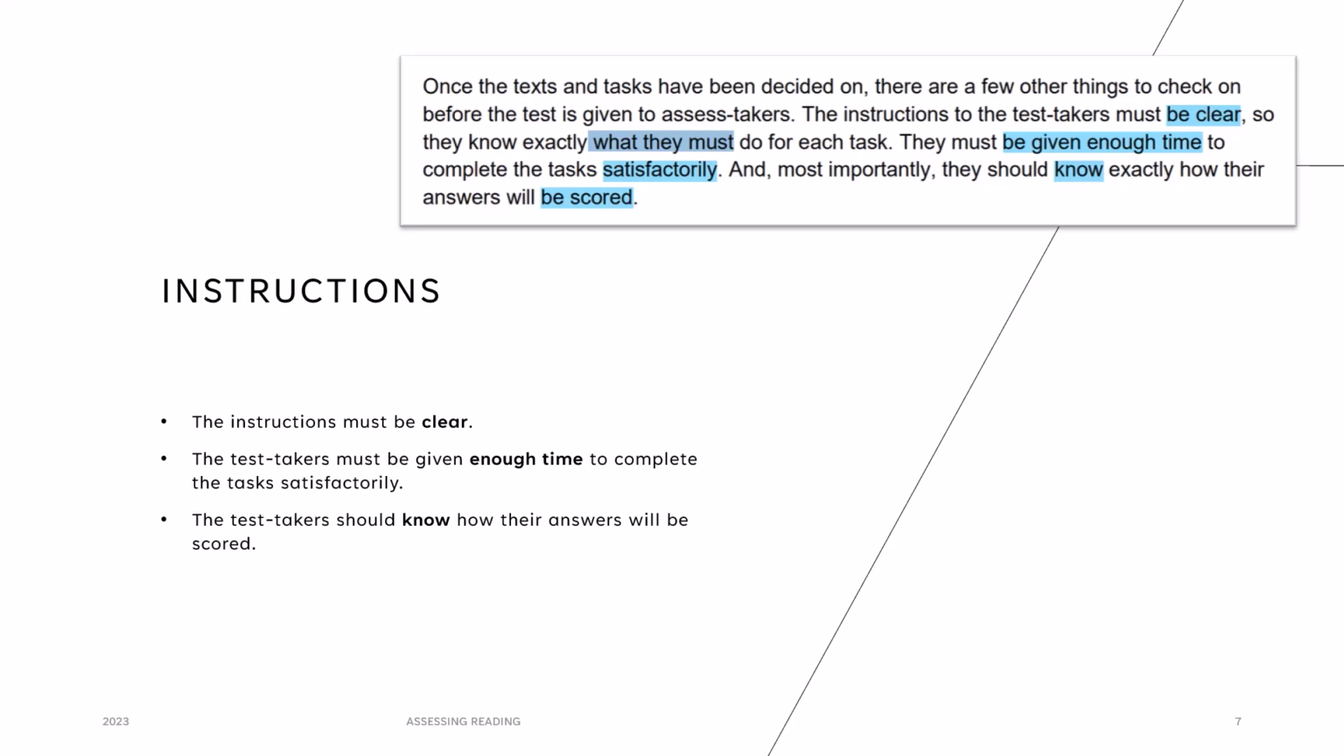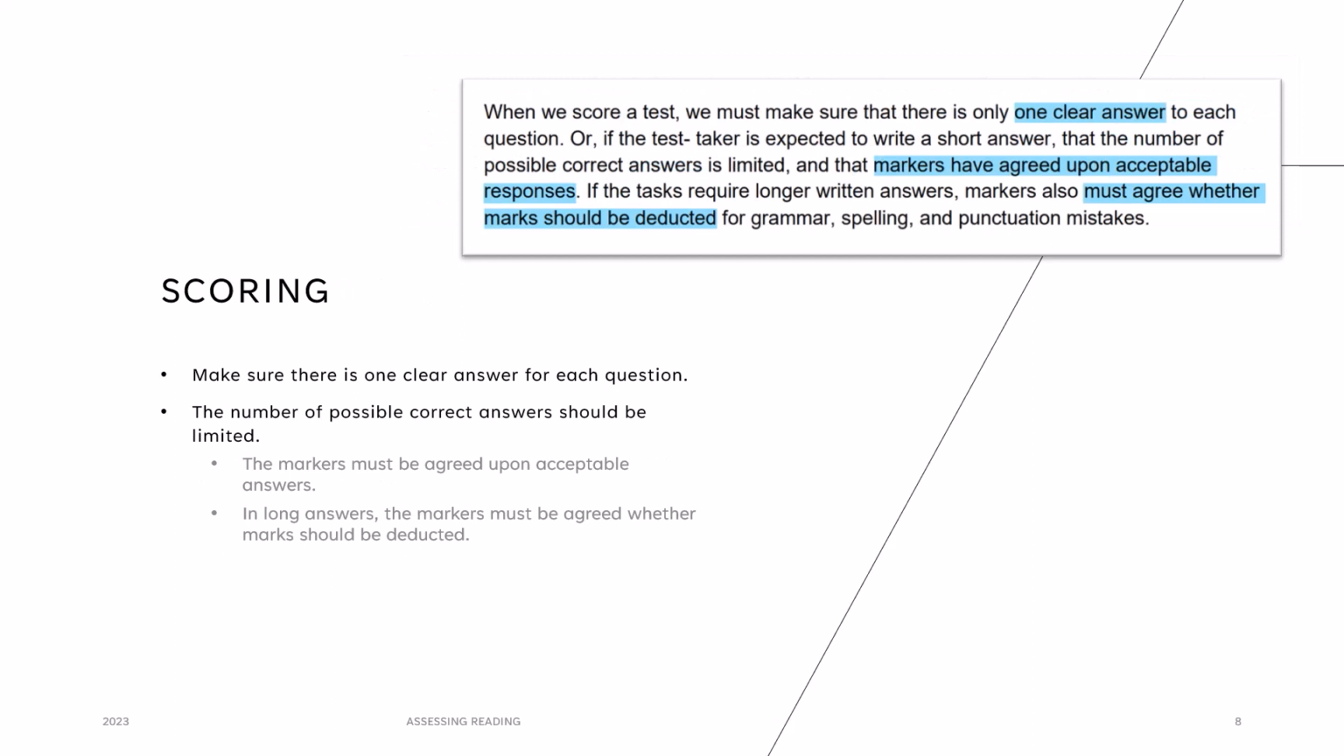The instructions to the test takers must be clear, so they know exactly what they must do for each task. They must be given enough time to complete the tasks satisfactorily. And, most importantly, they should know exactly how their answers will be scored. When we score a test, we must make sure that there is only one clear answer to each question.